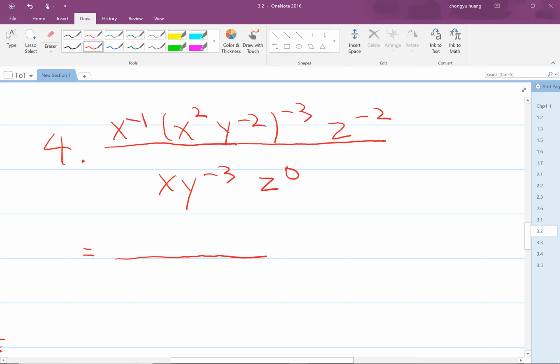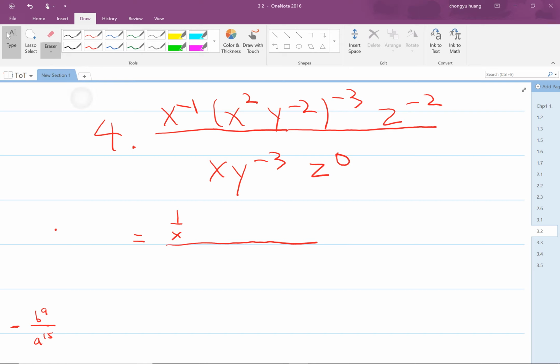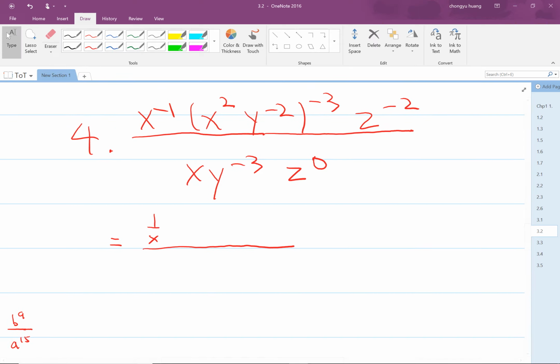We got x to the power negative 1, so you should know it's going to be 1 over x, right? And then we got something in the bracket. In the bracket, on the numerator, we have x to the power 2, y to the power negative 2, and then the bracket to the power negative 3.